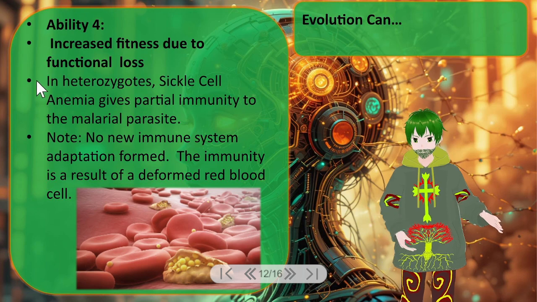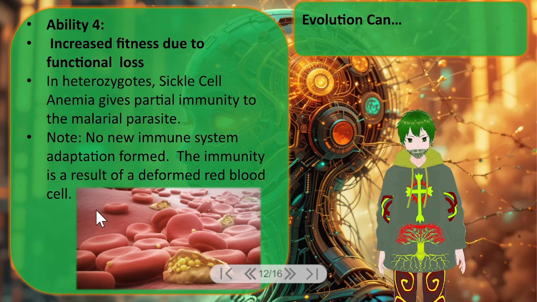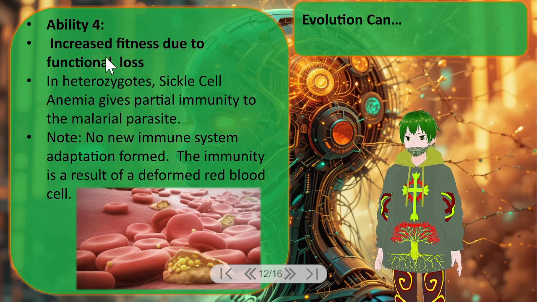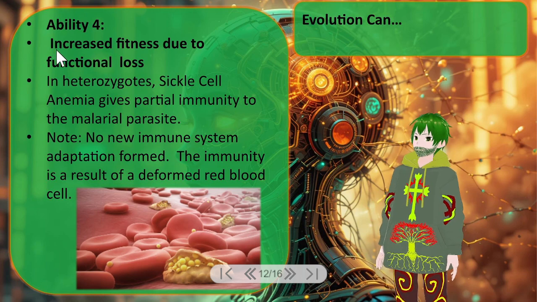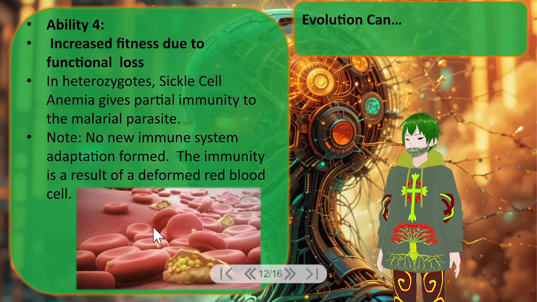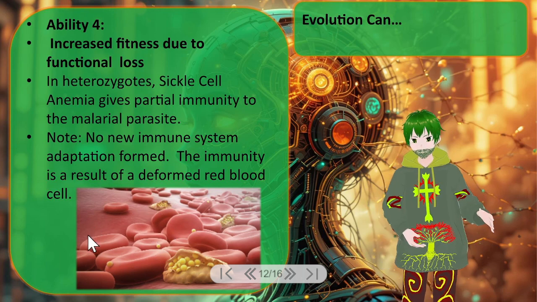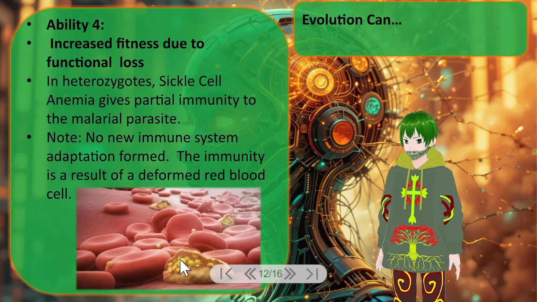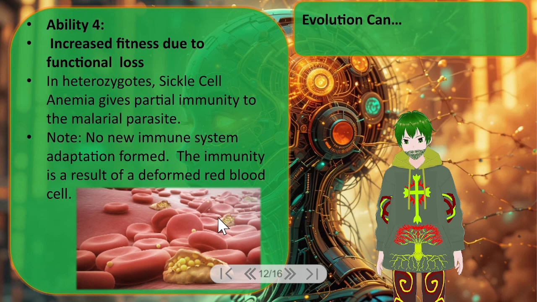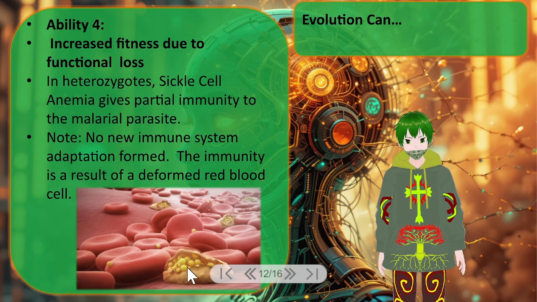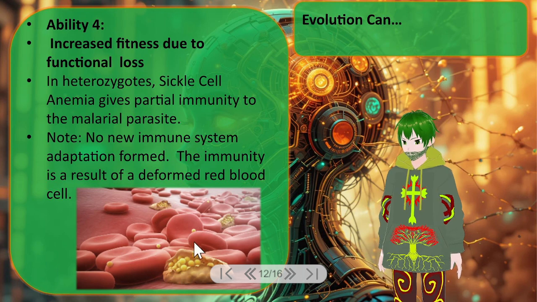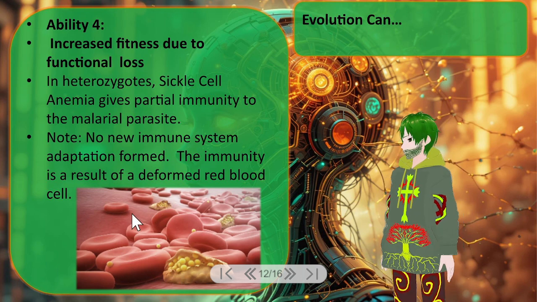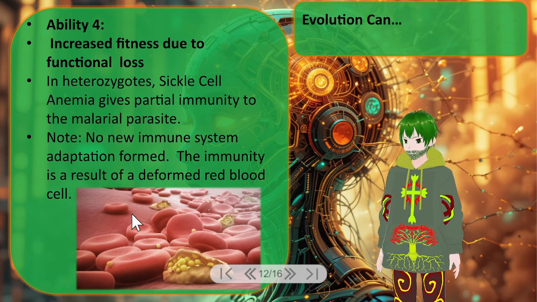Increased fitness due to functional loss. Okay, this has been well documented in a host of different situations. The first one we've actually talked about before, and it's sickle cell anemia. You have this parasite, the malarial parasite, that can attach to a normal, healthy red blood cell. The parasite drills into the red blood cell, eats it, multiplies, and kills it and spreads.